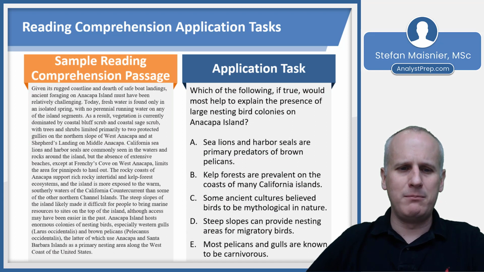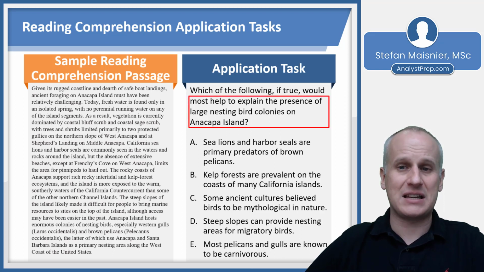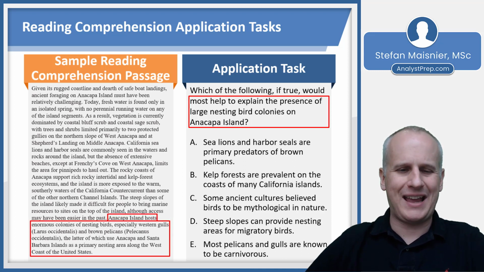So we've got one more example here on the right-hand side, same passage. And this time we've got: which of the following, if true, would most help to explain the presence of large nesting bird colonies on Anacapa Island? So here our task is very similar to what you would find with critical reasoning. We're being asked to explain the presence of large nesting bird colonies. So we have to find that specific phrase, and we do at the end of the passage.